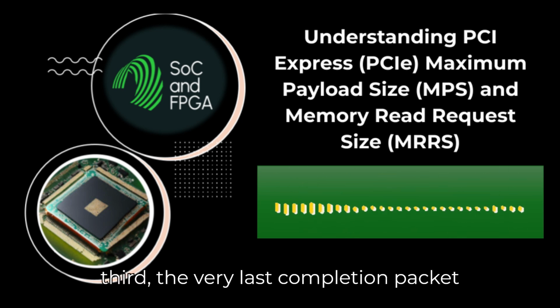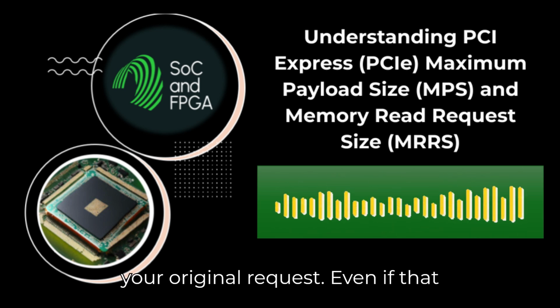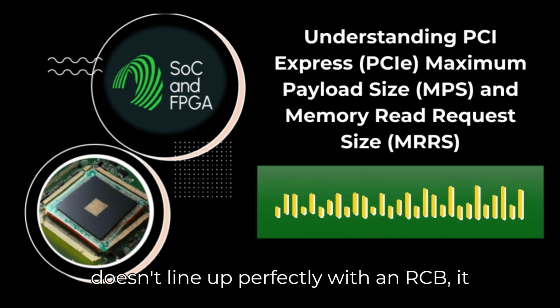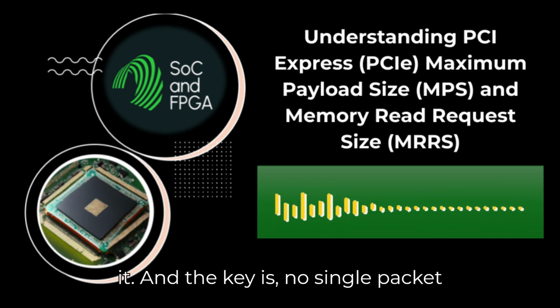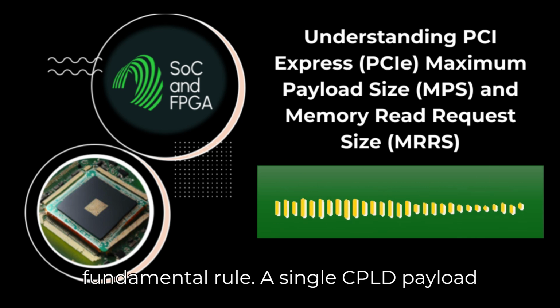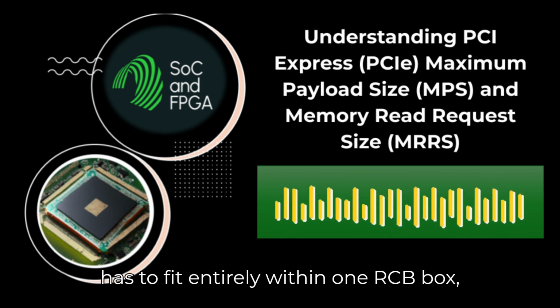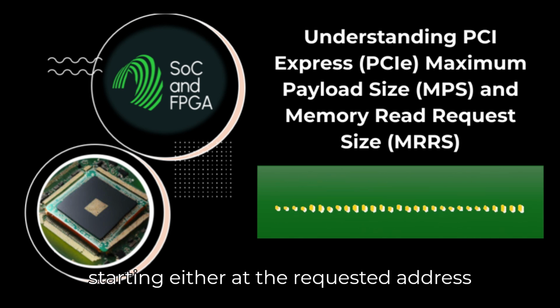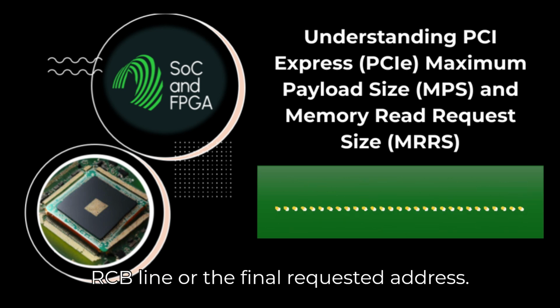Okay. Third, the very last completion packet just finishes at the final address of your original request. Even if that doesn't line up perfectly with an RCB, it just contains whatever data is left. Got it. And the key is no single packet crosses an RCB line. That's the fundamental rule. A single CPLD payload cannot span across an RCB boundary. It has to fit entirely within one RCB box, starting either at the requested address or an RCB line, and ending either at an RCB line or the final requested address.